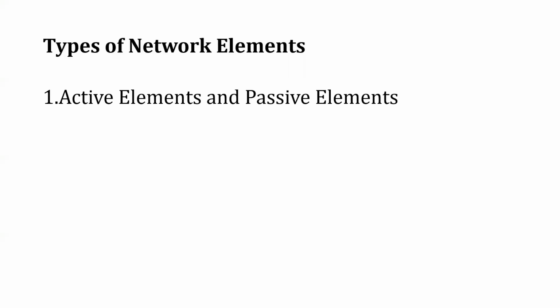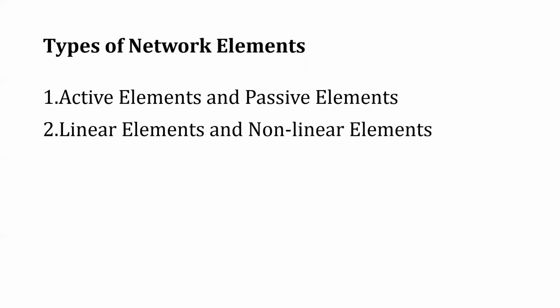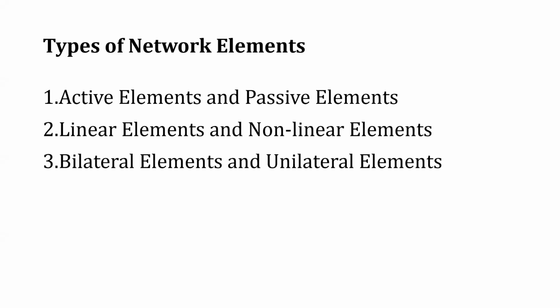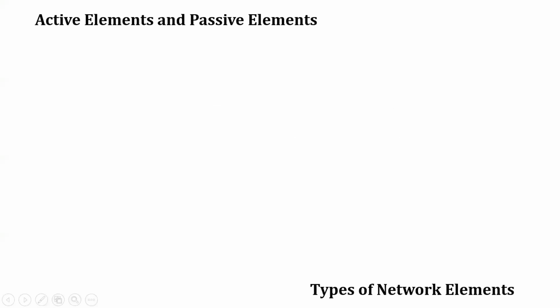There are three types of elements. The first one is active elements and passive elements, linear elements and non-linear elements, bilateral elements and unilateral elements. Elements are divided into three types: active and passive, linear and non-linear, bilateral and unilateral. We will see one by one. First, active element.